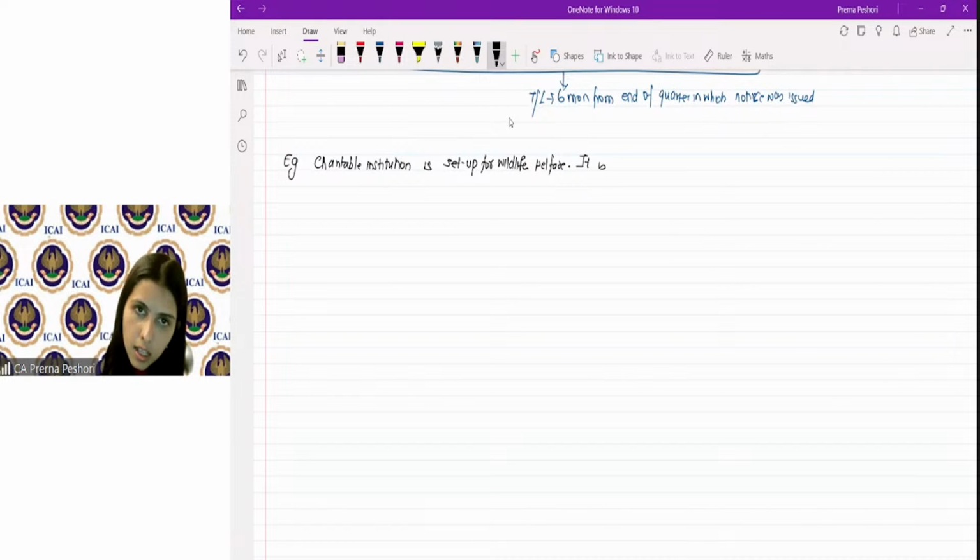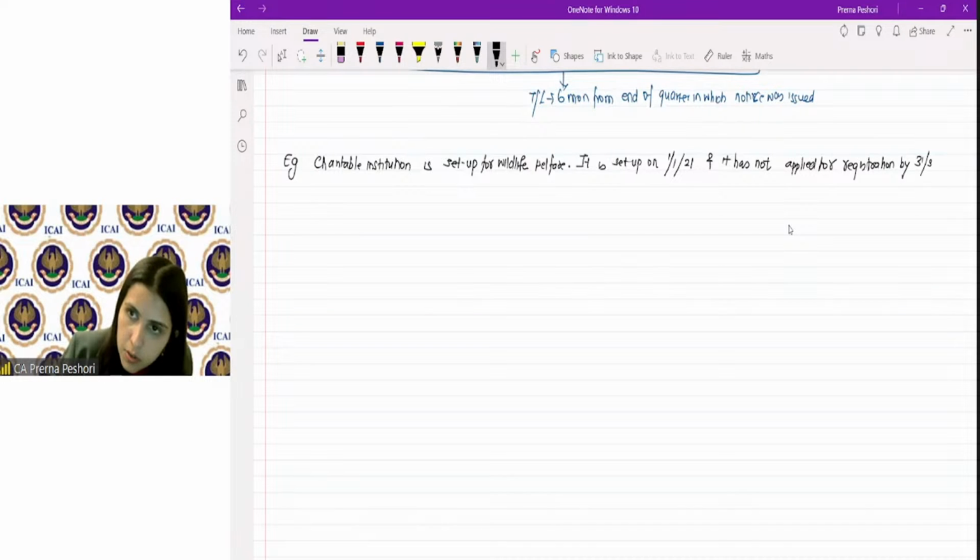Let's say it is set up on 1st January 2021 and it has not applied for registration by 31st March 23. Sorry, by 31st March 24. Okay, and prior to this, it was basically having the income. Now, it was claiming the exemption also.